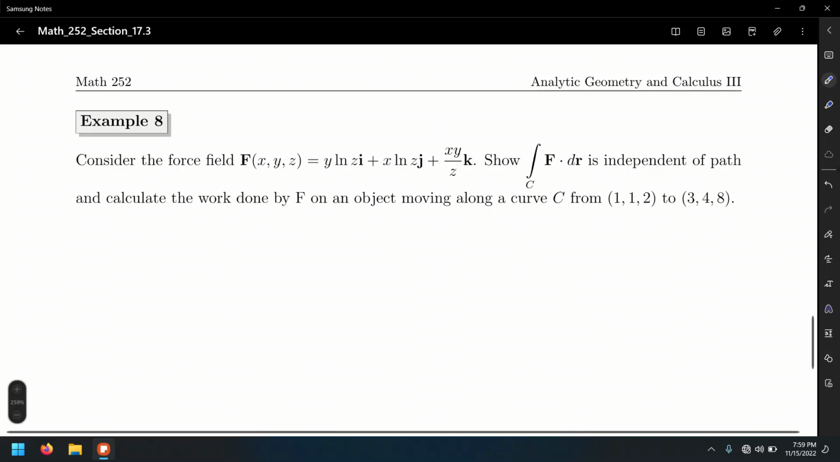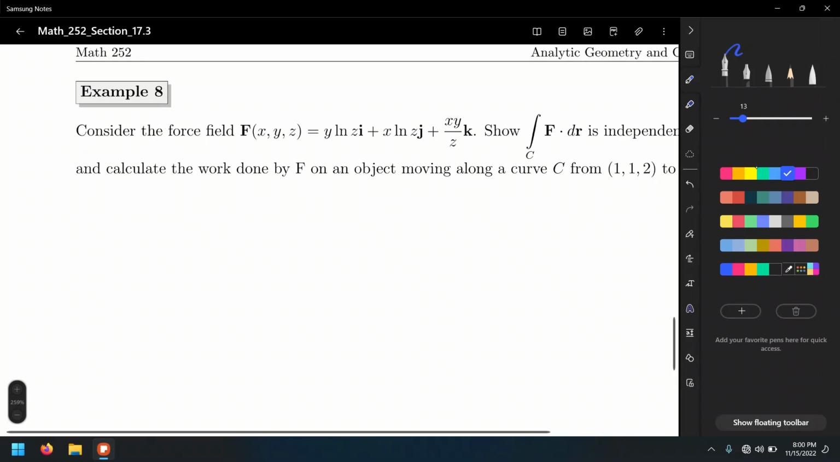So here we're putting things together. Notice in this case they're not giving us a parametric function with an initial point and final point. They're just giving us the two points. There are infinitely many ways to go from (1, 1, 2) to (3, 4, 8). We can go in a straight line, in a curve, or some other crazy way. And in that case, it doesn't matter which path you choose to go from point A to point B if the vector field is conservative. So let's see.